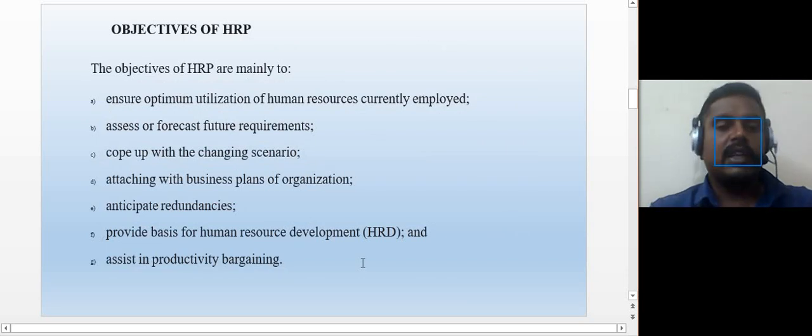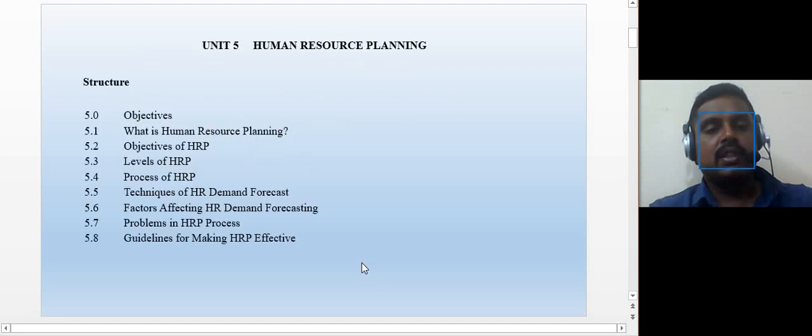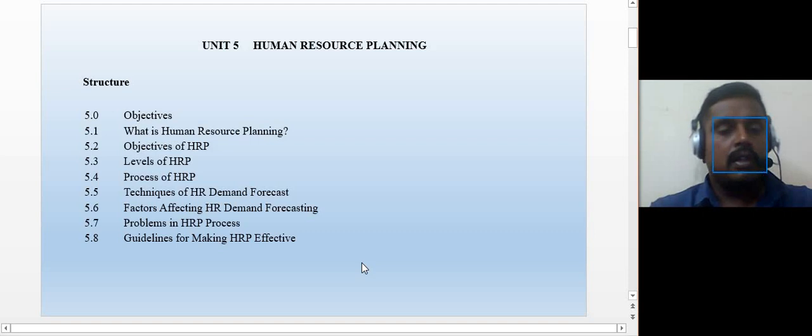So let me summarize all those things. In this unit, we discussed what human resource planning is, the objectives of human resource planning, the levels of human resource planning, the process of human resource planning, the techniques of HR demand forecasting, the factors affecting HR demand forecasting, the problems in the human resource planning process, and lastly, the guidelines for making HRP effective. Right?